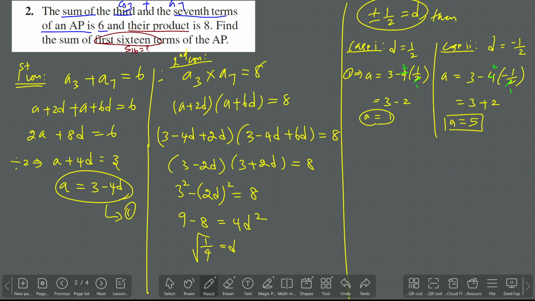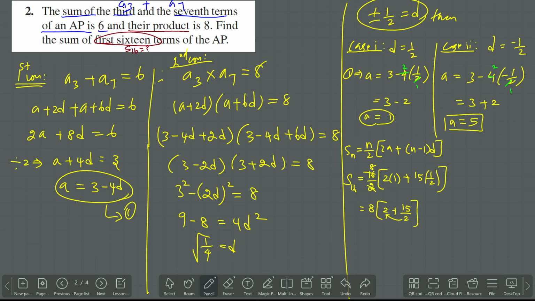What they asked is the sum of the first 16 terms, S16. What I'm going to do: Sn equal to n by 2 into 2a plus n minus 1 into d. I'm writing S16 equal to 16 by 2 into 2 into a value 1, plus n minus 1, n value 16, 16 minus 1, 15, d value plus 1 by 2, that is into 1 by 2. Is it okay? So here what am I getting? 8 into 2 plus 15 by 2.